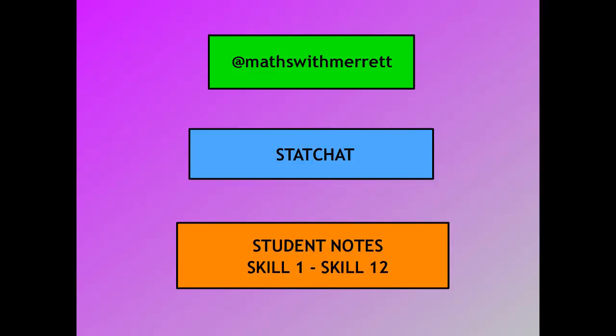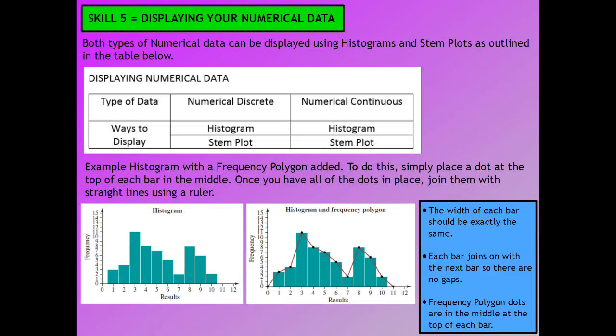Skill number 5. Don't mess with a beehive. Displaying your numerical data. Here we're going to focus on the skill of making a histogram, and also we're going to look at stem plots again, but we're going to look at a specific type of stem plot that's a bit different. Now, a histogram is very similar to a bar chart. They're not the same, but they've got some similarities.